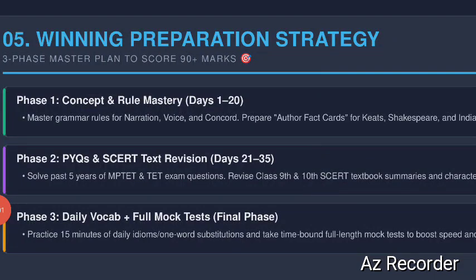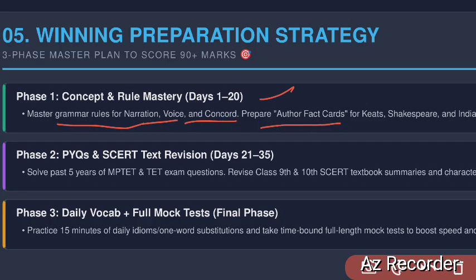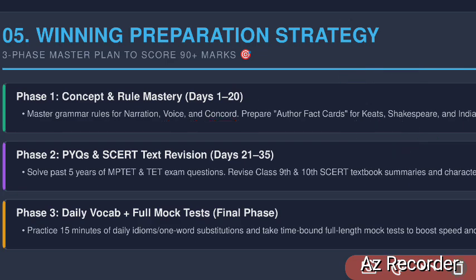Now let's move towards the winning preparation strategy to grab this opportunity to become a teacher in MPTET Varg 2 for English. The first step is concept and rule mastery. From day 1 to day 20, just master the grammar rules for narration, voices, and subject verb concord, and for literature, prepare author cards. In author cards, include the author, their major works, the key characters, and the opening lines, and also have a deep understanding of the themes of their major works.